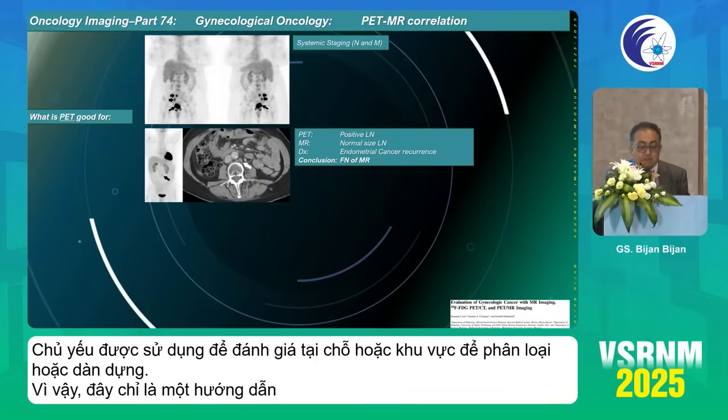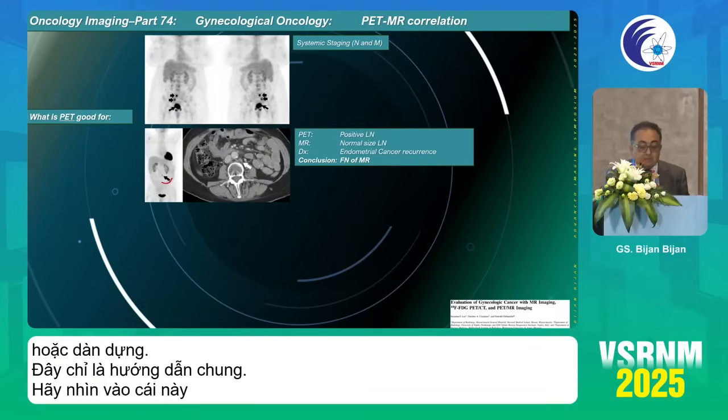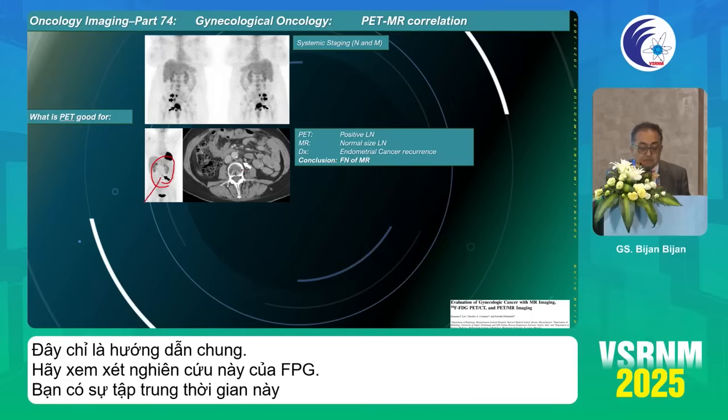Take a look at this one. On the FDG study, there's this tiny focus of activity that corresponds to this lymph node in the left paraortic chain.